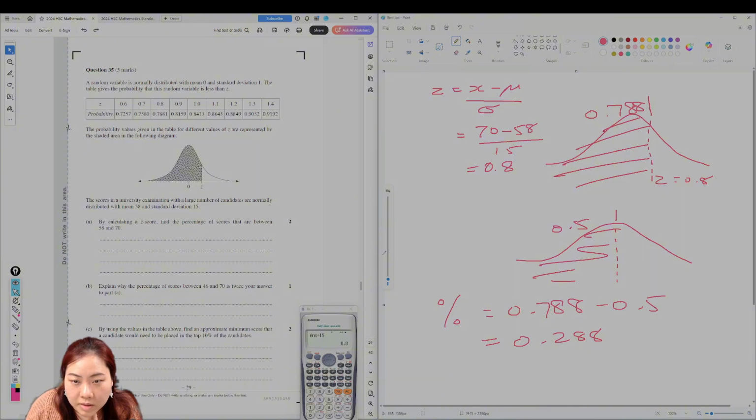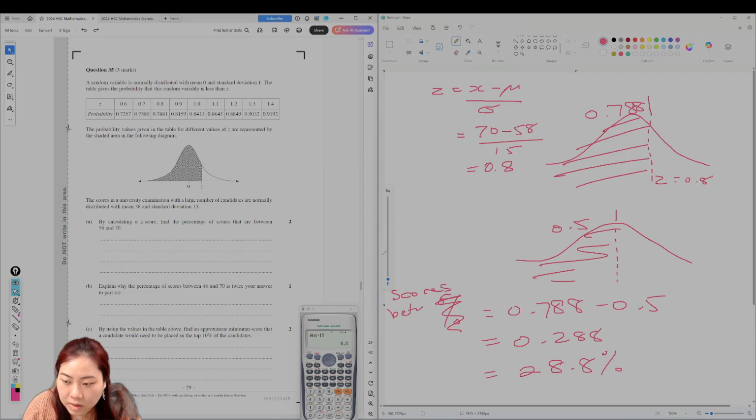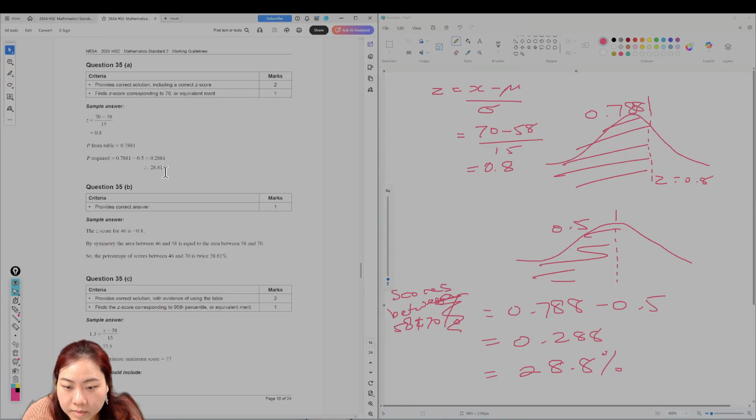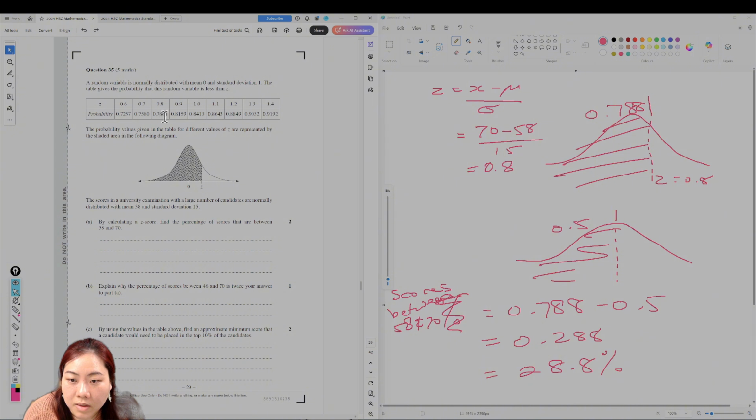The percentage is 28.8%. So I shouldn't write that here. It says scores. Whoops. Scores between 58 and 70. There's 28.8% chance of getting it there. Let's check. Yep. Where did the 1 come from? 0.7881. Oh, I forgot the 1. Here you go. 1, 1, 1. There.